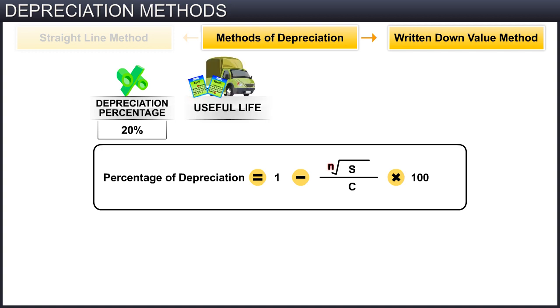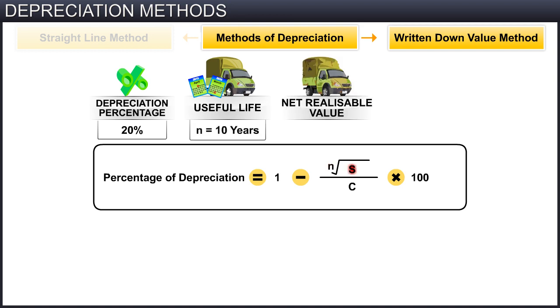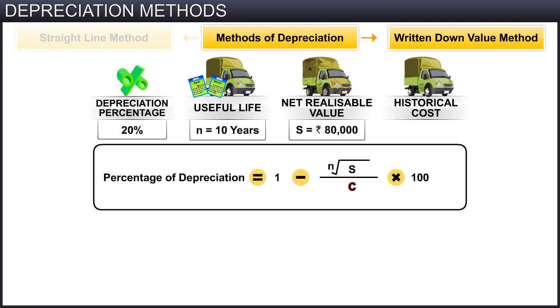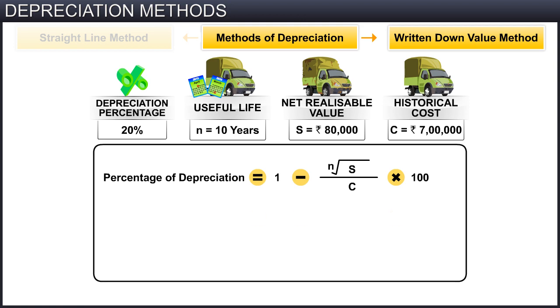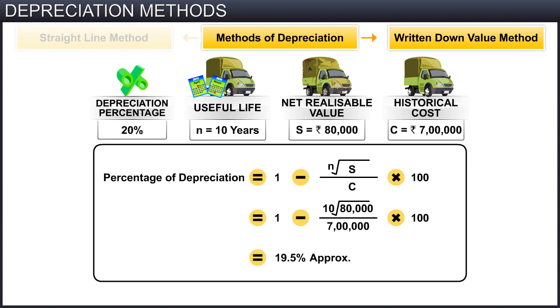Here, n refers to the estimated useful life of the asset, which in this case is 10 years. S refers to the net realizable value, scrap value, or salvage value of the asset at the end of its life. Here it is 80,000. Further, C refers to the historical cost of the asset, which is 7 lakh rupees. By putting the values into the formula, we get the rate of depreciation in this case as approximately 19.5%. So, the rate of depreciation you can apply on the book value of the asset here is 19.5% every year. You have seen that we have already applied 20%, which is close to 19.5% as calculated.